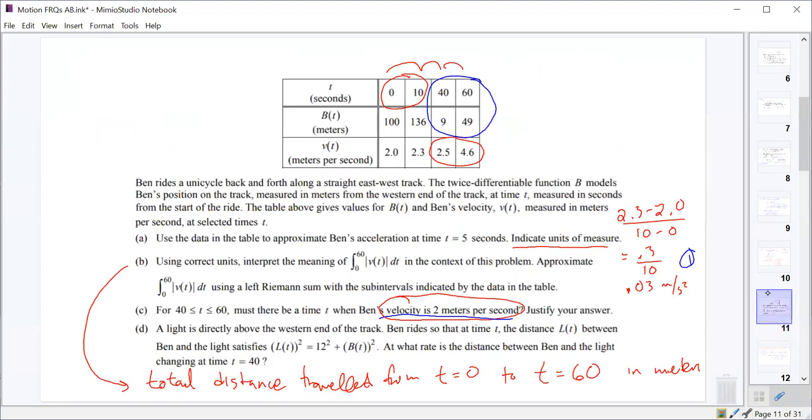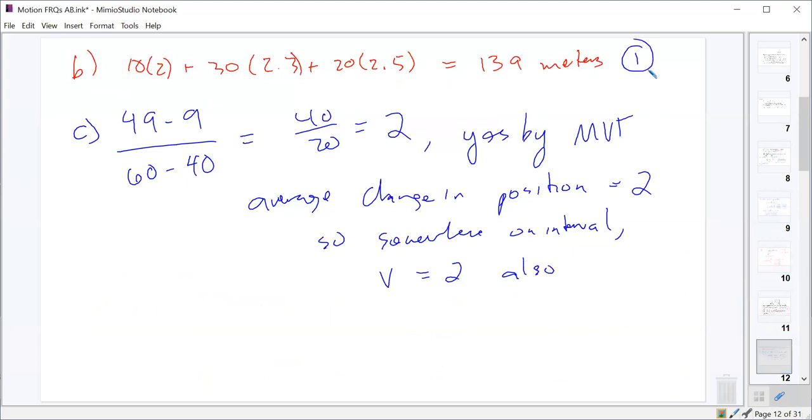Hilarious. All right, part D. A light is directly above the western... Oh, I didn't give you guys point values. Let's give you point values. Both of those were worth 2. B was worth 1 for the explanation and 1 for the answer, and this was worth 1 for getting this value of 2, and 1 for saying yes by the MVT with an explanation. 2 points for B, 2 points for C, 1 point for A.